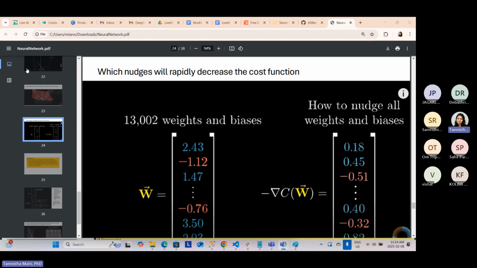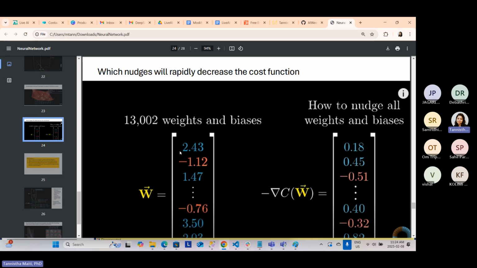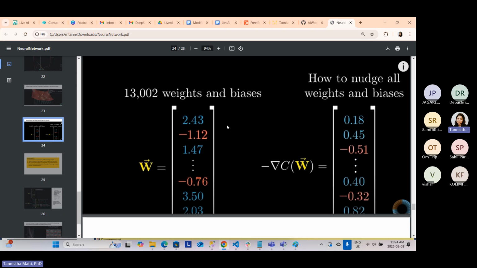Now we want to think about this in a different way. Because I have 13,000 parameters, you cannot think of this in a two-dimensional space. It's very difficult to figure that out. So I'm thinking of it in terms of matrices again. I have all these weights and biases, and I'm writing all of them as W with an arrow sign, and then delta C, the cost function that I want to minimize.